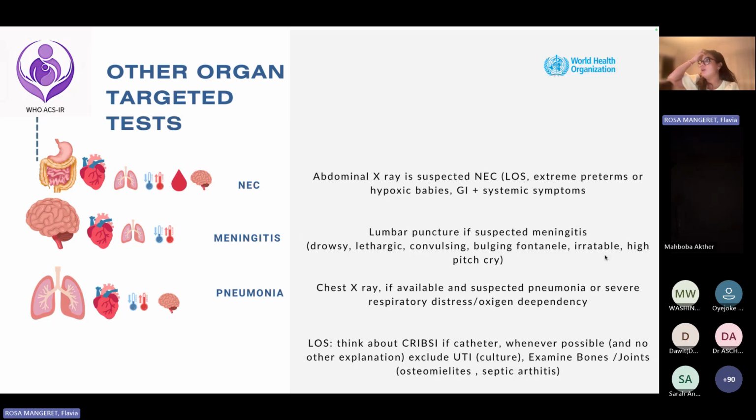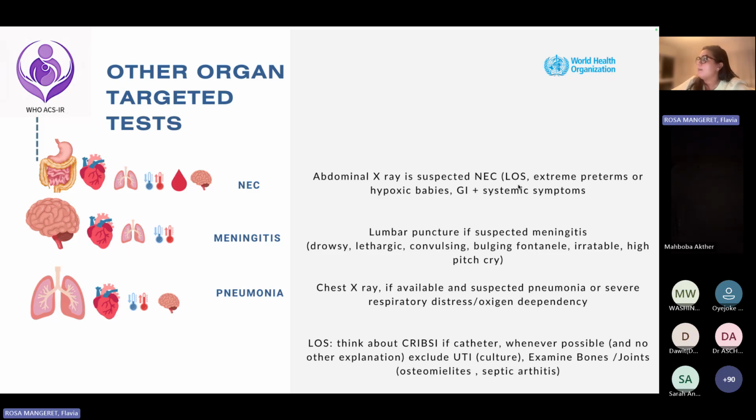So there are other organ-targeted tests, of course, especially in late onset sepsis, where we have been talking basically only about bacteremia. And now we'll be talking also about organ-targeted infection. So NEC, necrotizing enterocolitis. If you're suspecting necrotizing enterocolitis, an abdominal X-ray, of course, if it's possible to do, is also good to have.